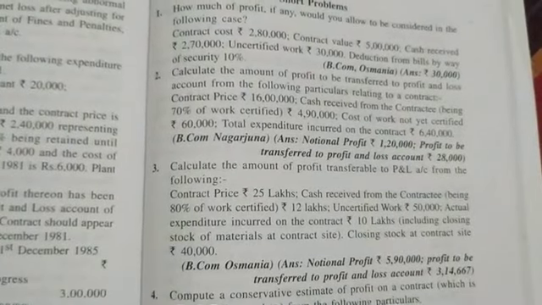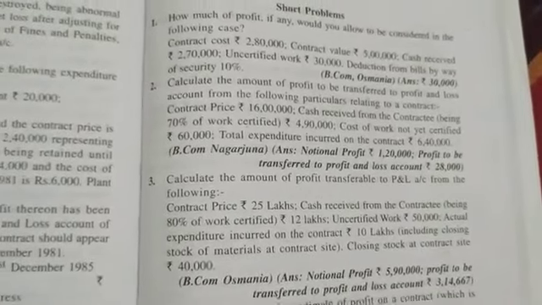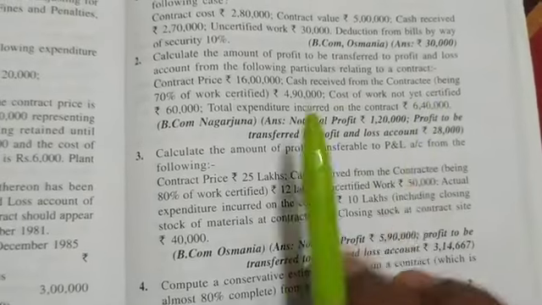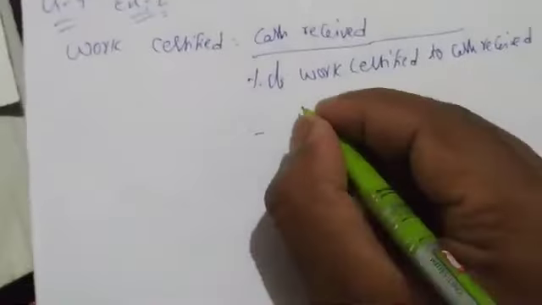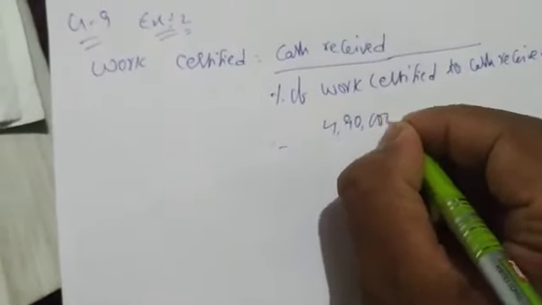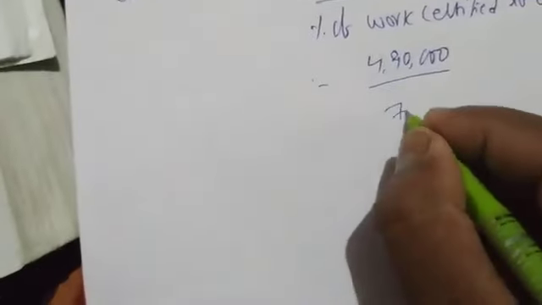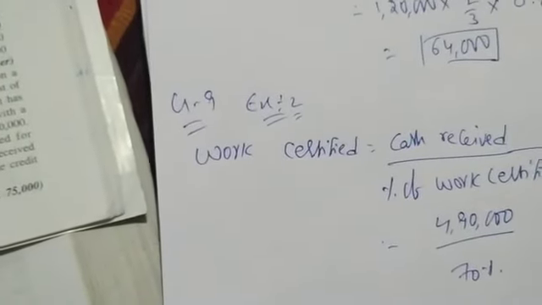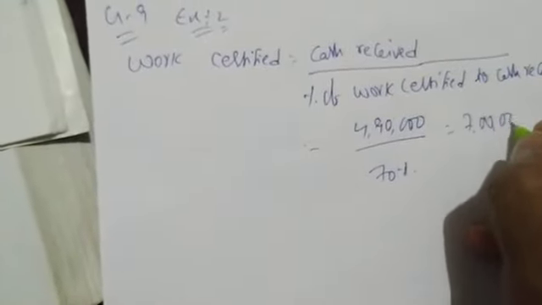Wait, something is missing here. Not missing, let me work on this. Okay, so he has given contract price 16 lakhs, cash received he has given 70% of work certified, that is 4,90,000 is given, right? So cash received is 4,90,000 divided by percentage of work certified. How much has he given? 70%. So you do 4,90,000 divided by 70%. So work certified is how much? 7 lakhs we are getting. 7 lakhs is work certified.